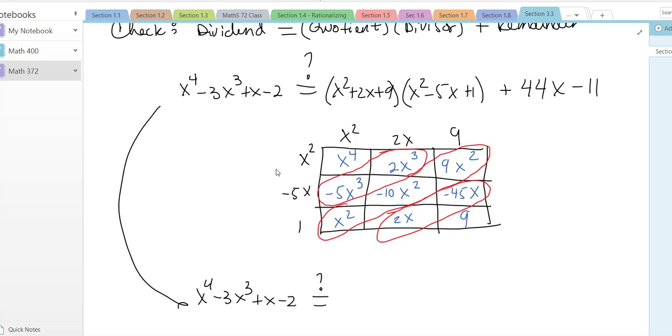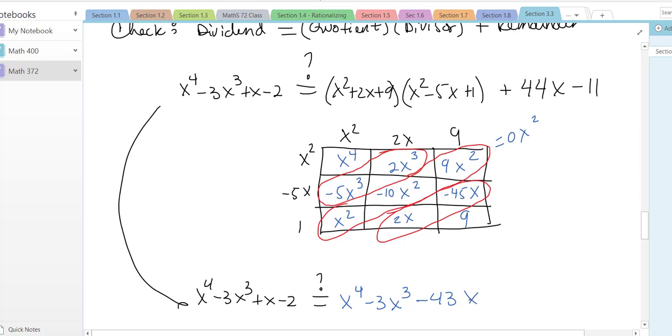So x to the fourth, my multiplication here is x to the fourth as the first term. Combine the like terms, the x cubed. So negative 5x cubed plus 2x cubed is negative 3x cubed. So far it's matching up. My x squares, notice that the dividend has no x squares. So x squared minus 10x squared is negative 9x squared plus 9x squared is 0. So this is 0x squared, so we don't write it here. And then 2x minus 45x is minus 43x. And then plus 9.